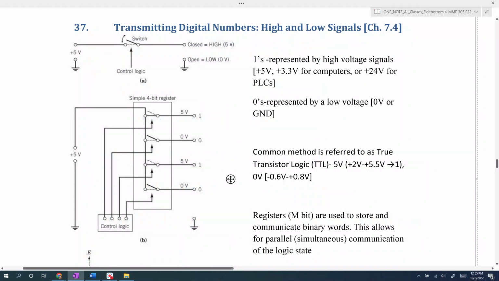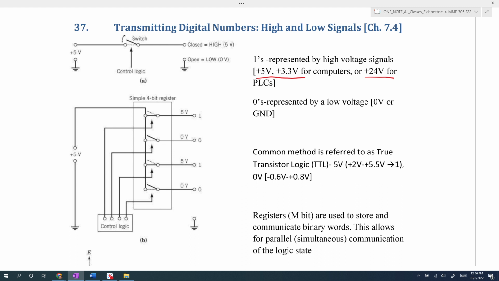So now that we defined what a binary signal is, meaning 1 or 0, we can talk about what that means physically when we're trying to communicate that signal across computers or data acquisition devices. So typically 1 is always represented by a high voltage signal. In most computers, 1 is represented by 3.3 volts or 5 volts, while for most industrial applications, positive 24 volts is used.